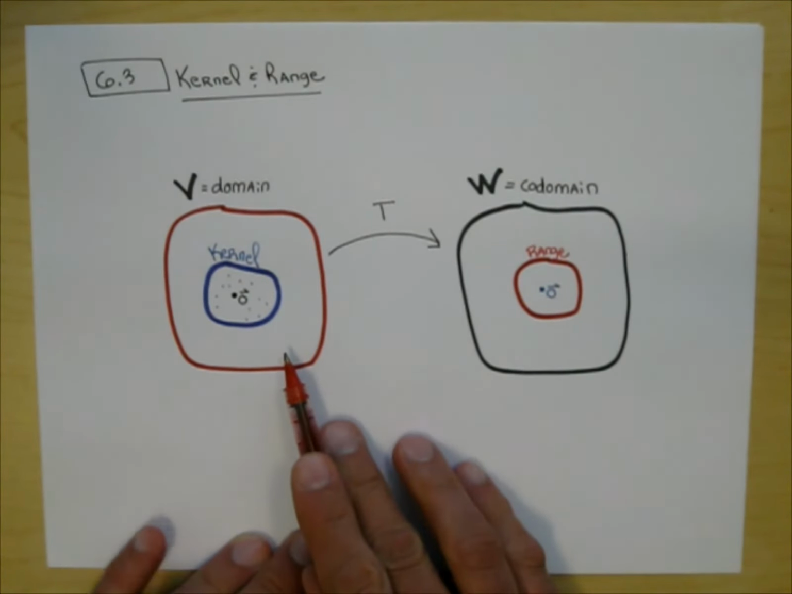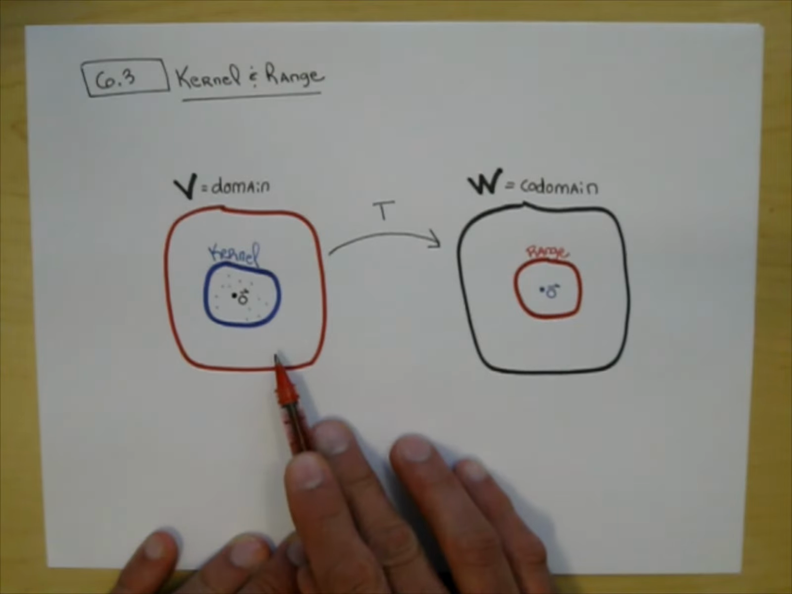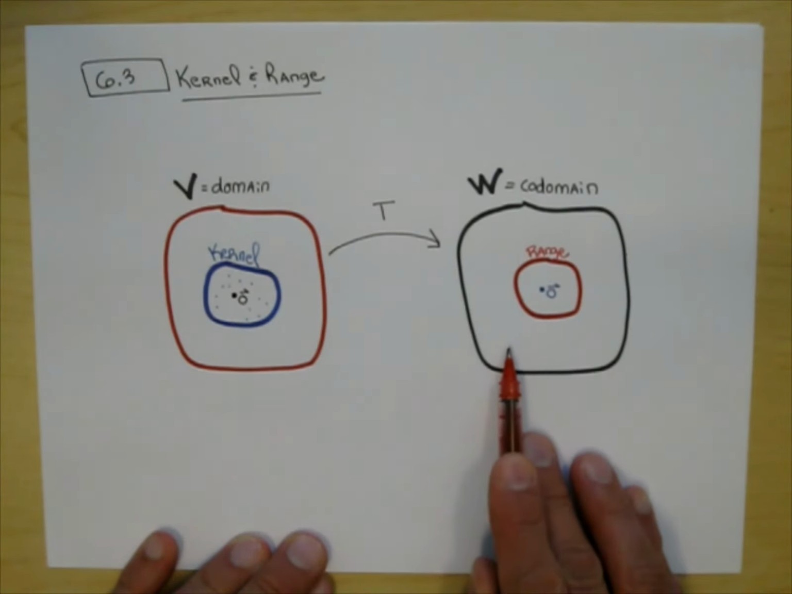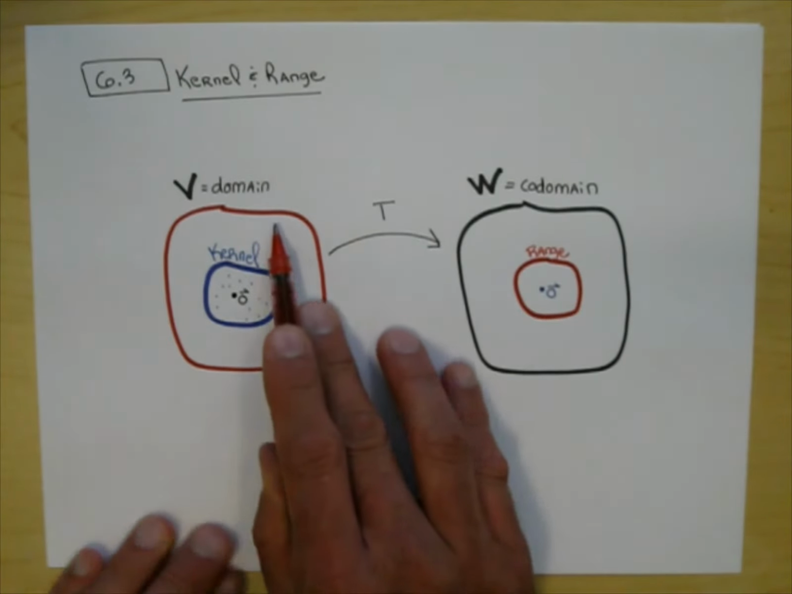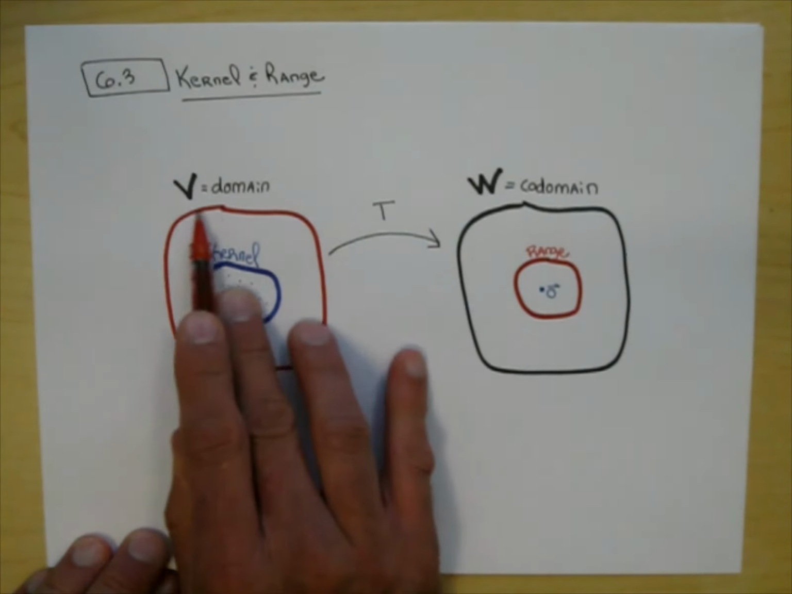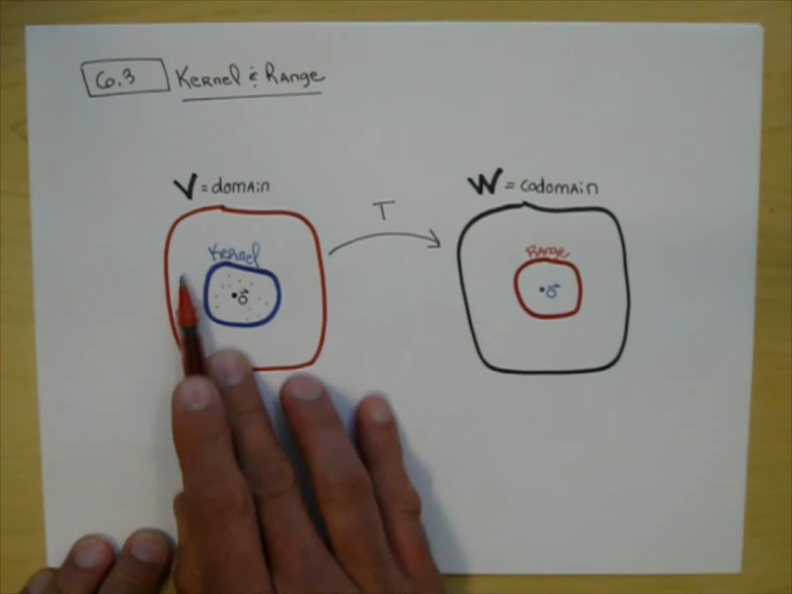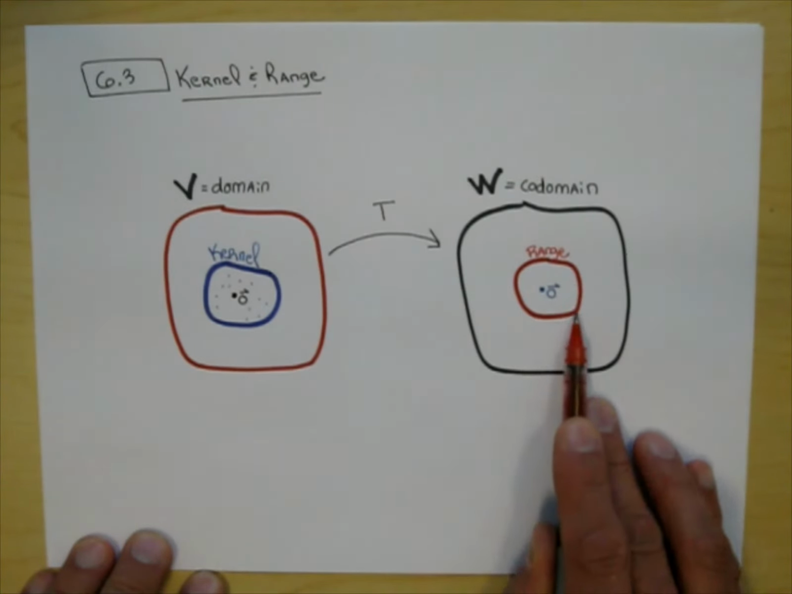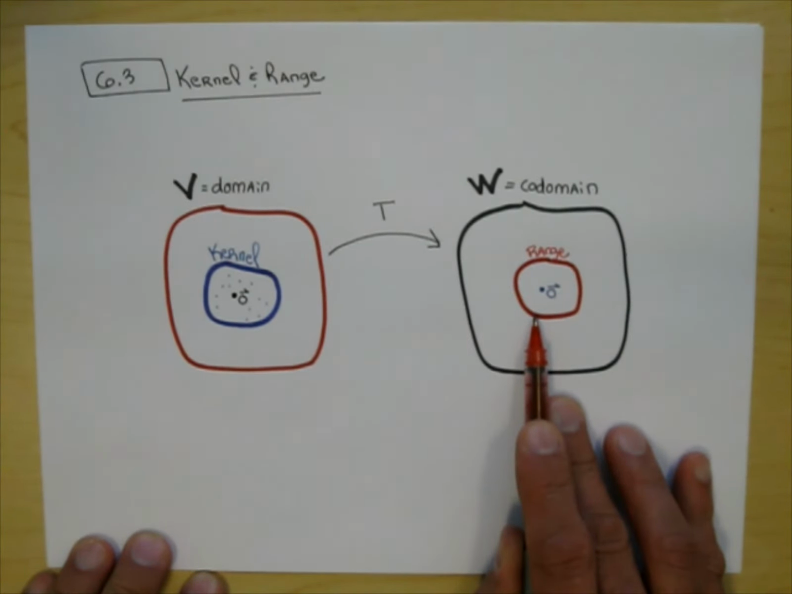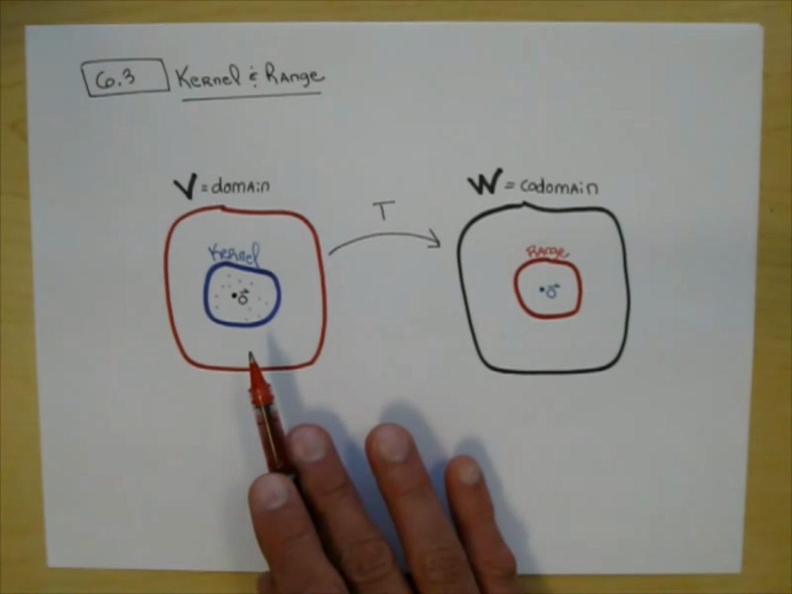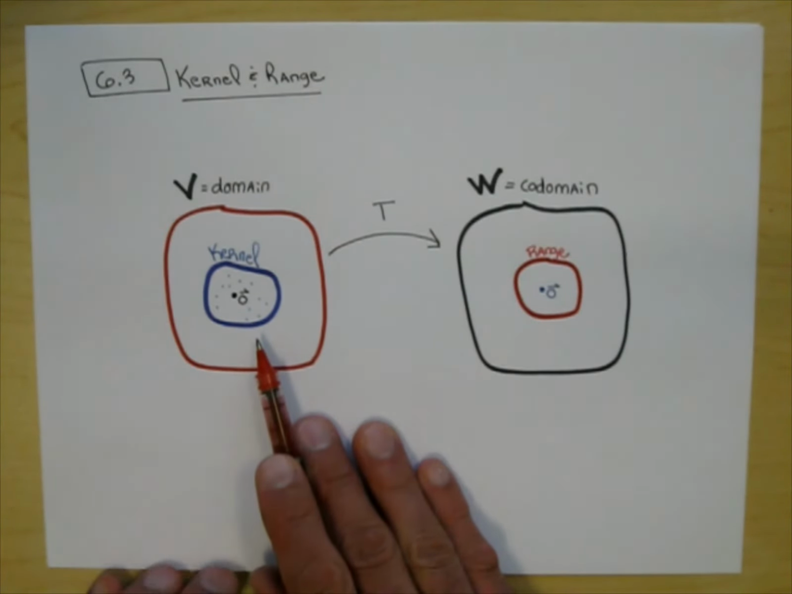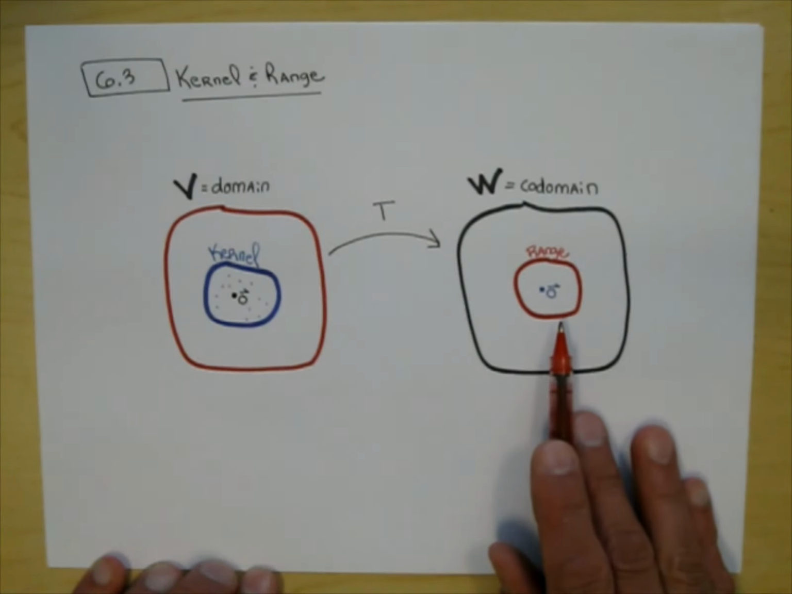So we cannot have a vector in the domain that gets mapped over here, because the range is this red circle here. Everything gets mapped into the range. So that is what the kernel and the range are. The kernel is a collection of vectors living in the domain. The range is a collection of vectors living in the codomain.